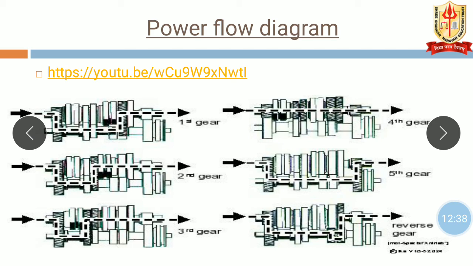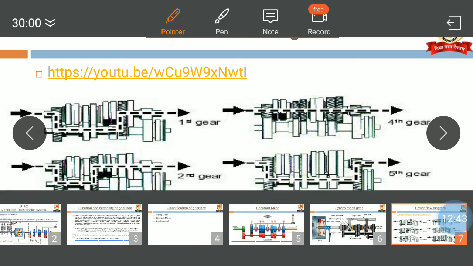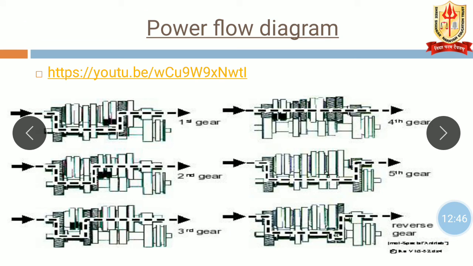This is the power flow diagram of the gearbox. As we have discussed in the constant mesh gearbox, when we select the first gear, power is going to be transmitted in this way. The power is going to be transmitted through the first gear only. When we select second gear, the power is going to be transmitted through second gear only. When we select third gear, the power is going to be transmitted through third gear only. When we select fourth gear, then power is going to be transmitted through fourth gear. When we select fifth gear, the power is going to be transmitted through fifth gear.